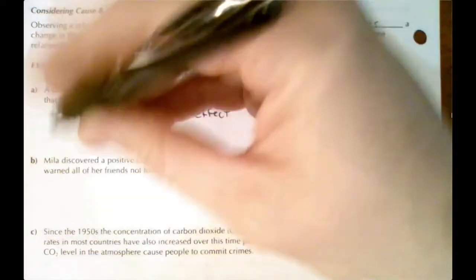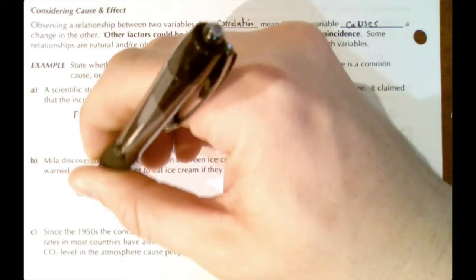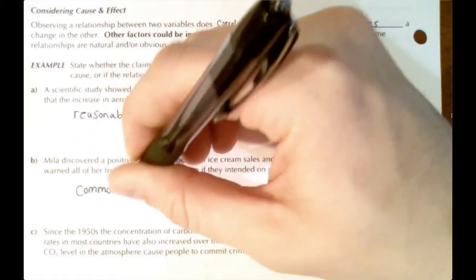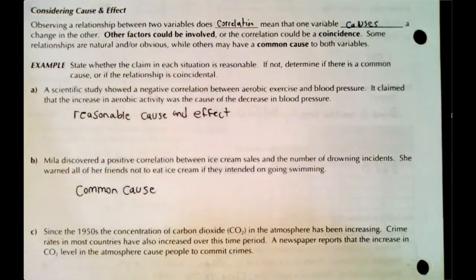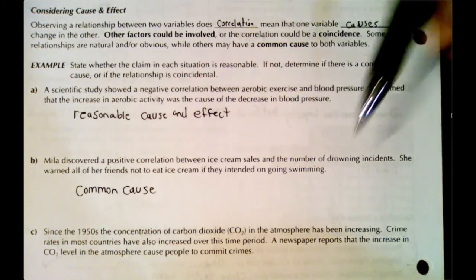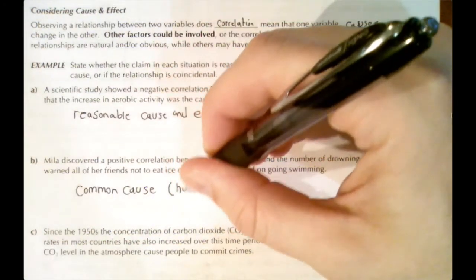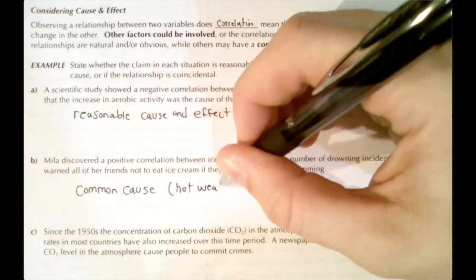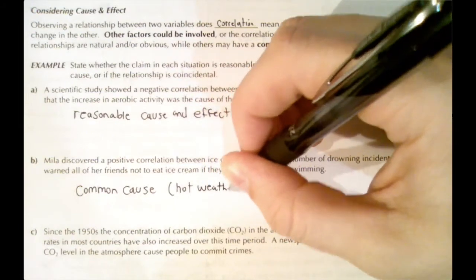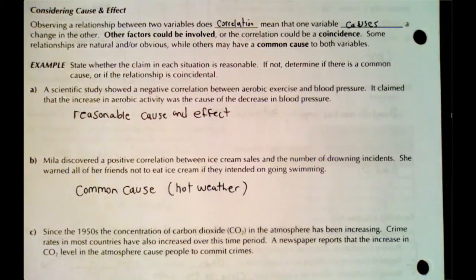However, this is an example of a common cause. Because there's a link between why ice cream sales would go up and why drowning incidents would go up. And that link is the weather. When you have hot weather, more people are in the water, therefore there could be more drowning accidents. If you have warm weather, more people are likely to buy ice cream. That's the classic common cause.